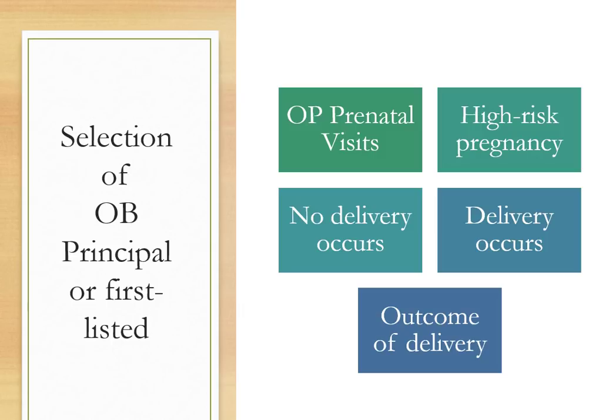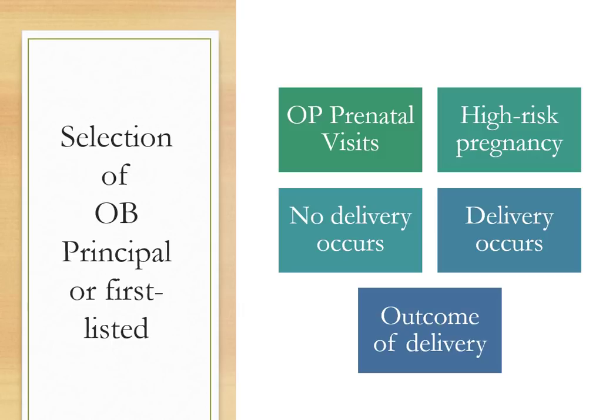Now, what happens when a delivery does occur? The condition that prompted the admission should be principal. If multiple conditions prompted the admission, you're going to sequence the one that's most closely related to your delivery as principal. A code for any complication should be secondary.